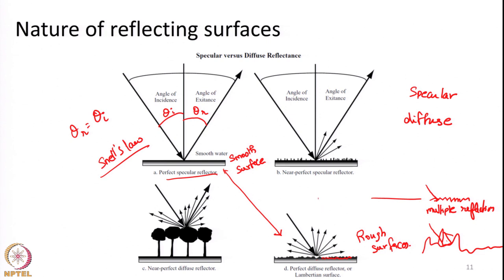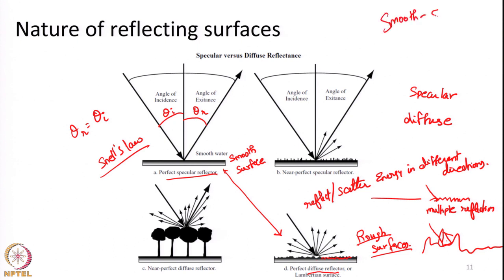So a diffuse reflector will essentially reflect, or we can also say scatter. Scattering is essentially redirecting in different directions. So it reflects or scatters energy in different directions. This is what will happen for rough surfaces. And for rough surfaces we have given a name, that is, a diffuse reflector or a Lambertian surface. Smooth surfaces we call specular surfaces or specular reflectors. Rough surfaces we call diffuse surfaces or diffuse reflectors. The other name is Lambertian surface.